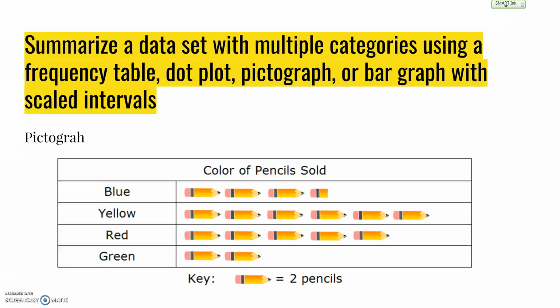And you will also notice that up on the row for blue, there are 3 whole pencils, but there's also a picture of half a pencil. So the students have to think about if one picture of a pencil equals 2 pencils, then half of a picture is going to equal just 1 pencil.